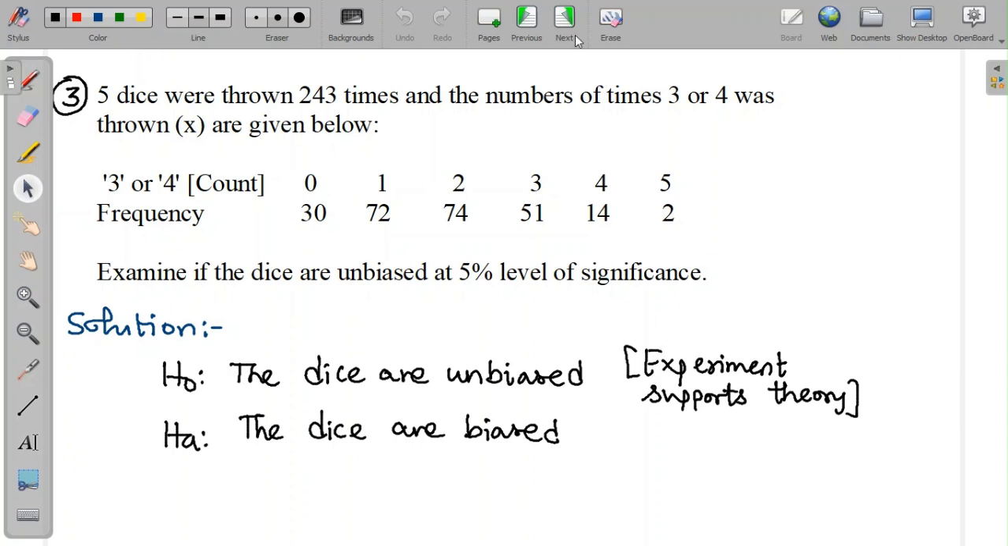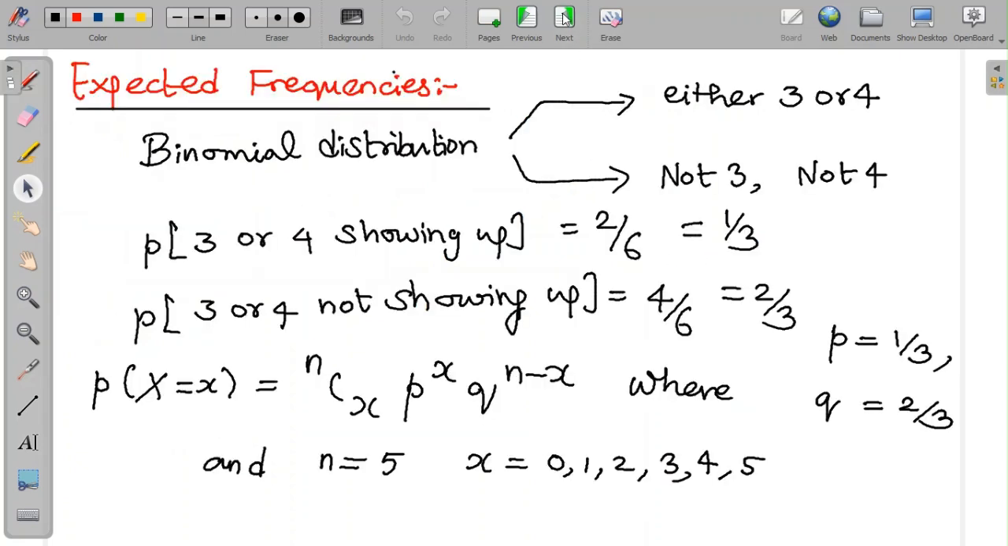Now we are focusing only on 3 and 4. So this gives us a two-way classification of the outcome. So the numbers are either 3 or 4, or they are not 3 or 4.